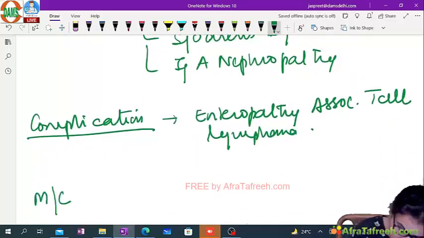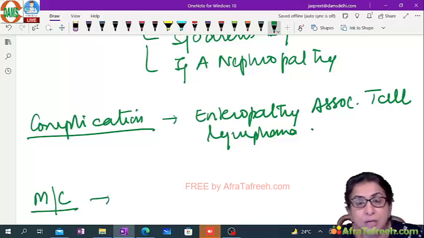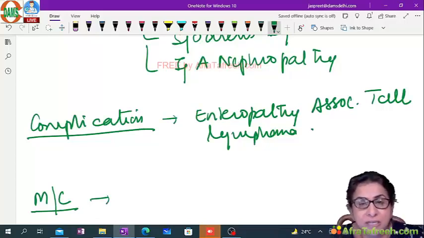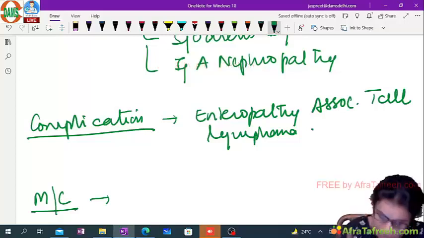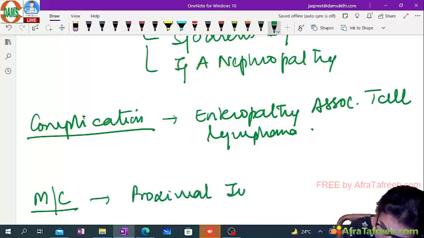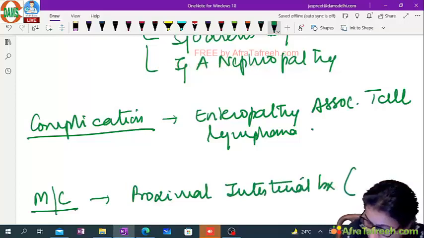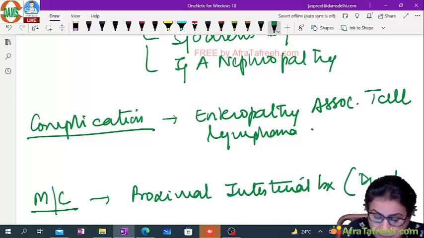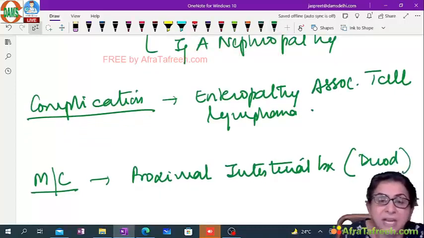Okay, microscopy, what do you do? For diagnosis of celiac, you do a biopsy from the small intestine. Which part of the intestine? A proximal intestinal biopsy is usually done. So biopsy is usually done from the duodenum, and we commonly do it from the second part of the duodenum, because that's easily accessible by endoscope.